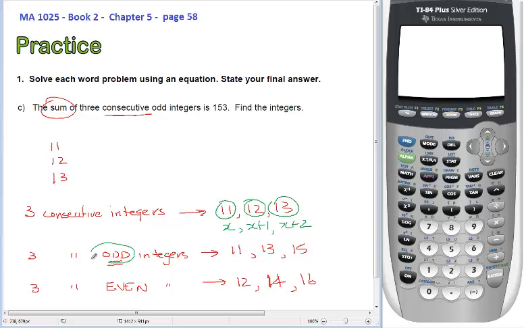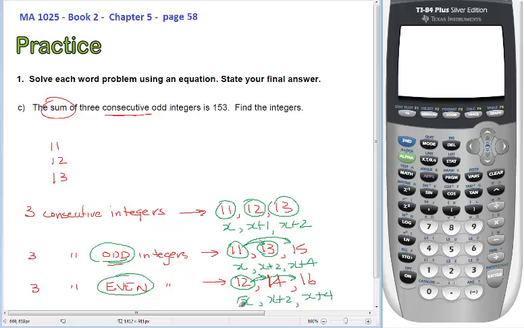If I have odd integers, and I call 11 x, how many do I have to jump to get to 13? I have to jump 2, so this will be x plus 2. And jumping from x over to 15 would be x plus 2 plus 2, or x plus 4, wouldn't it? Now if we're doing even integers, I don't know the first number, so it's x. How do I get to 14? Well, it's x plus 2. How do I get to 16? It's x plus 4.